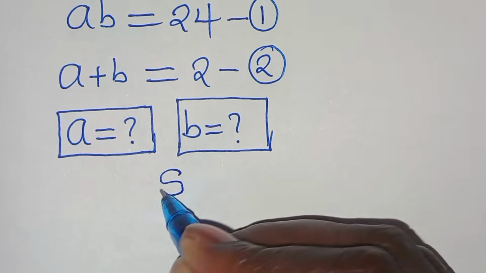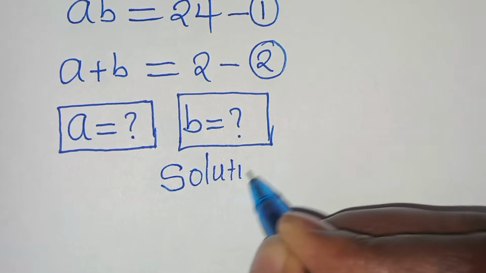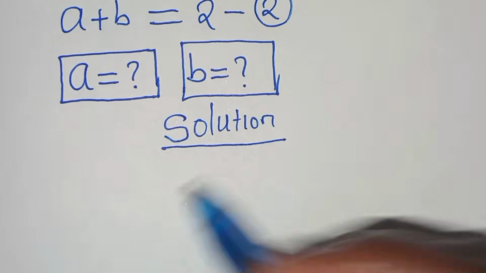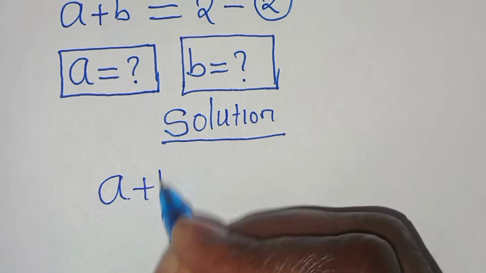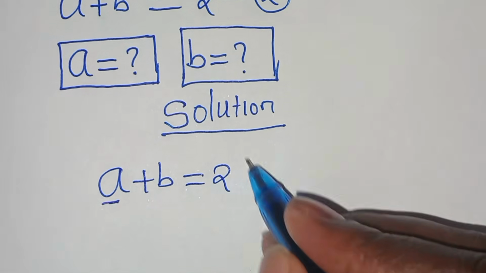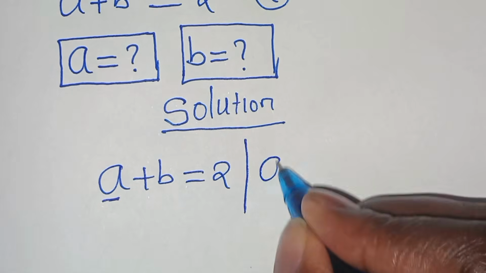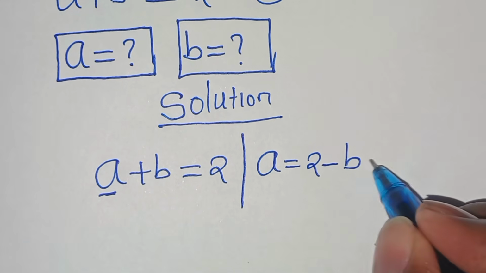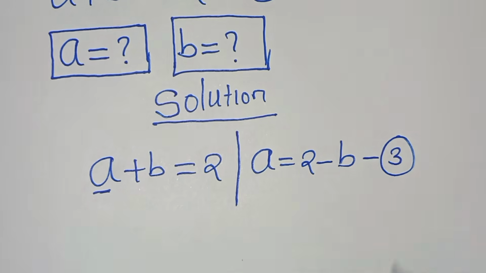Now let's provide a solution from here. From equation 2, which is a plus b, this is equal to 2. Let's make a to be the subject of the formula. That is, a is equal to 2 subtract b. Let's call this equation 3.